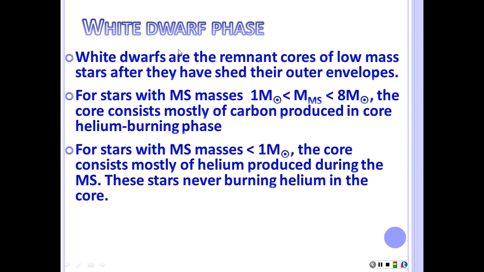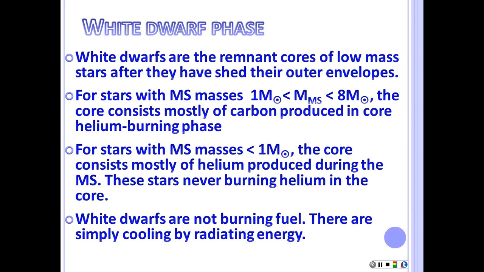You actually do get white dwarfs formed from lower mass stars, but in that case they never switch on the helium burning. The degeneracy stops them from ever switching on the helium burning, and so they are degenerate helium rather than degenerate carbon. Remember that white dwarfs are not burning fuel. They're simply very, very hot and taking their time cooling down.